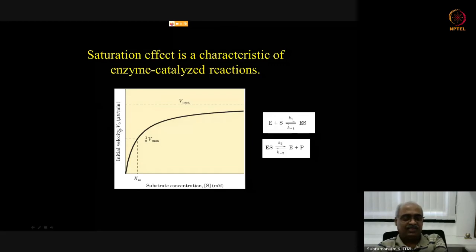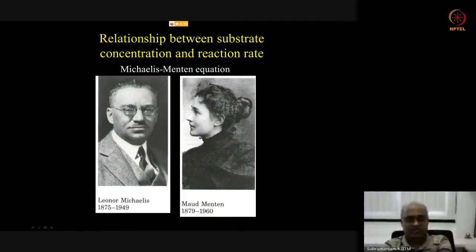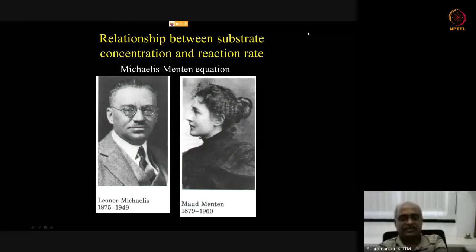And the initial velocity V0 will be a function of ES. And since measuring ES is not easy, people had to derive an equation where it can be defined alternatively, where the components of that equation can be readily measured. That was accomplished by two famous scientists, Michaelis and Menten. They did this work more than 100 years ago. In 1913, they put forward their equation. And more than 100 years later, it is still the way we measure the rate of reactions.